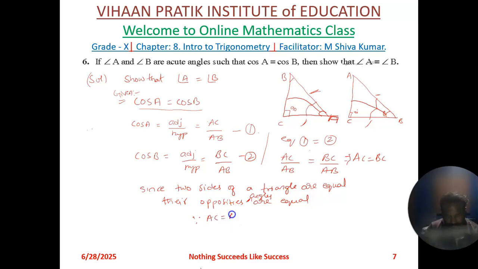Since AC equals BC, the angles opposite to them: for side AC, the angle is B; for side BC, the angle is A. Therefore, for AC, its angle B equals angle A. Hence proved. Or we can also write it as angle A is equal to angle B.